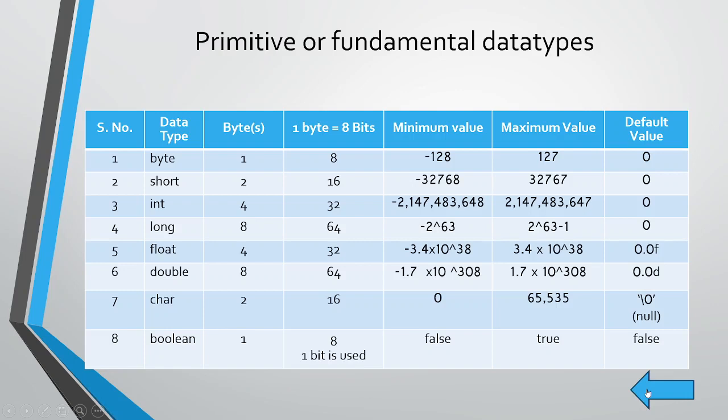Look at the list. Byte, short, int, long, float, double, char, boolean. 1 byte, 2 bytes, 4 bytes, 8 bytes. Float 4 bytes, double 8 bytes, char 2 bytes, boolean 1 byte. 1 byte is equal to 8 bits, so 1 into 8 is 8, 2 into 8 is 16, and so on and so forth. The range for byte is minus 128 to 127, and for short it is 32,000 plus something.